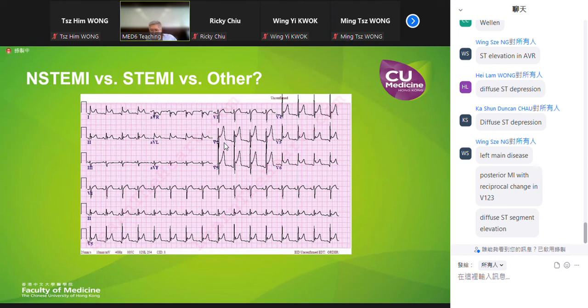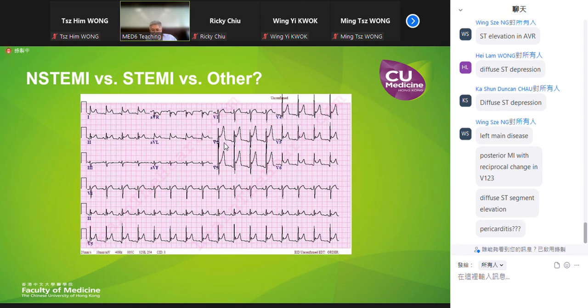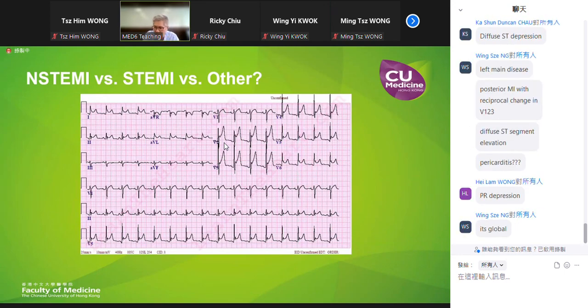If you see diffuse ST elevation, what is it? You're on a roll. Yes? Pericarditis. So what are the features of pericarditis? Go on. Okay, why all the question marks? Don't be so doubtful. It is global. Anything else? What are the sort of features?